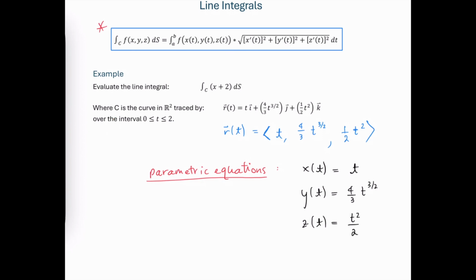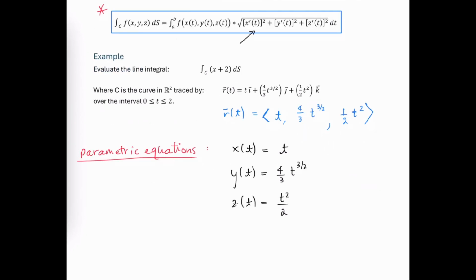So what we're going to do is take those parametric equations and plug them in for the x, y, z in the integrand of that line integral. Notice in this integral we also need x prime t, y prime t, z prime t, so let's find those values. X prime t is just going to be 1, y prime t is going to be 2t to the 1/2, and z prime at t is equal to t.